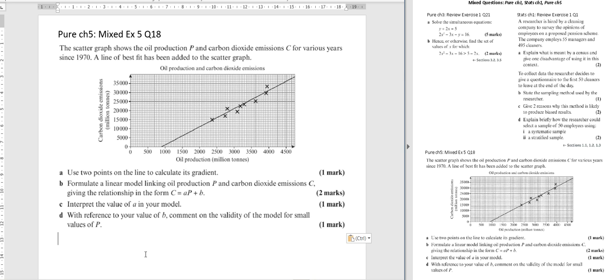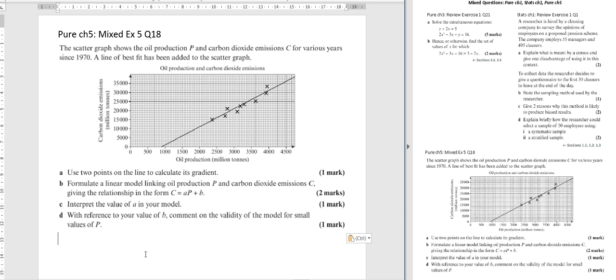The question will work through a general process, and they're guiding you through quite nicely, because they ask you to calculate the gradient by picking 2 points on the straight line and then to construct the linear model. They even give you the relationship in the form C equals AP plus B. In other words, we know it's a linear model, so we're looking for a straight line formula linking C and P.